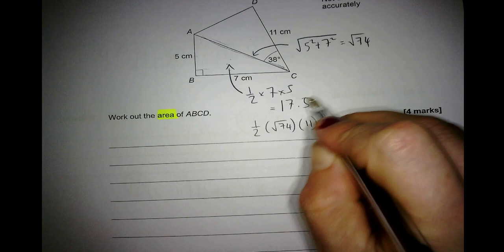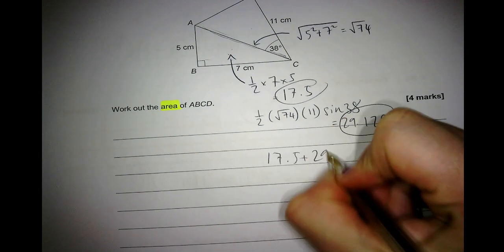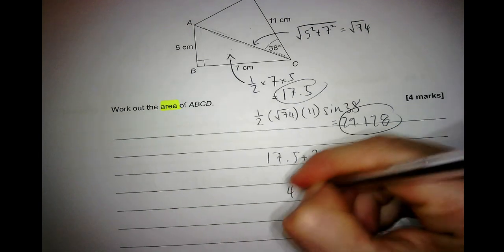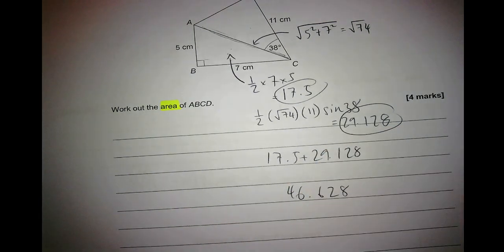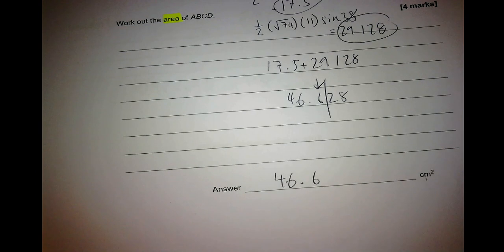And then I'm going to add together these two bits. Gives me 46.628. They haven't said a degree of accuracy, so I'll go to 3SF. It's going to be 46.6. Oh no, they've given me the units. Don't need to worry about that.